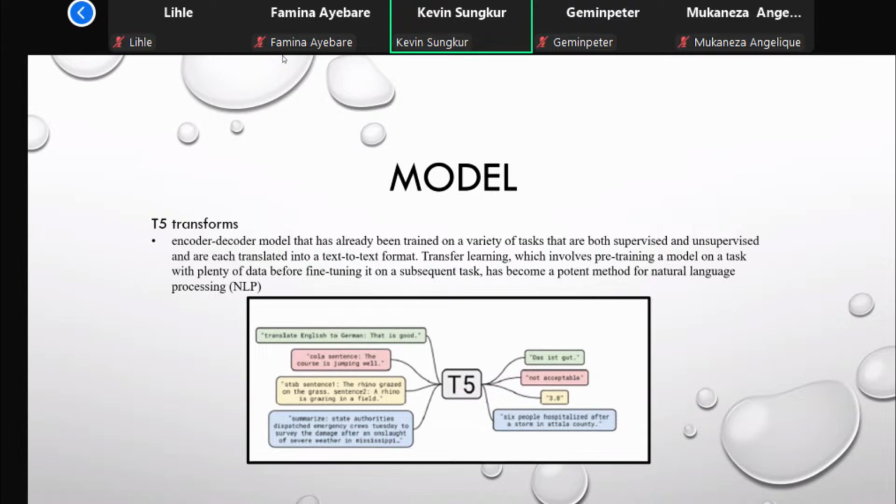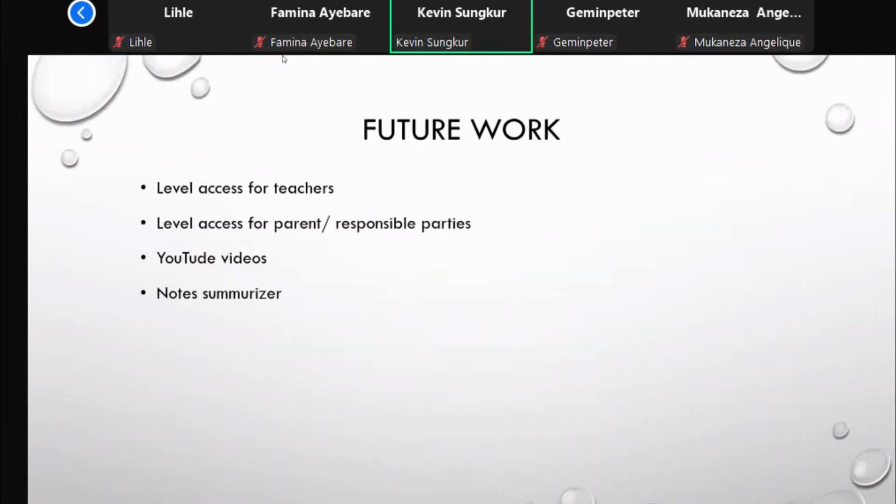Transfer learning, which involves pre-training a model on a task with plenty of data before fine-tuning it on a subsequent task, has become a potential method for NLP. This system has proved very interesting in that it has been able to automatically generate exercises based on the uploaded lecture notes. These generated exercises serve as a consolidation of the contents present in the notes, and the students can use them as practice.